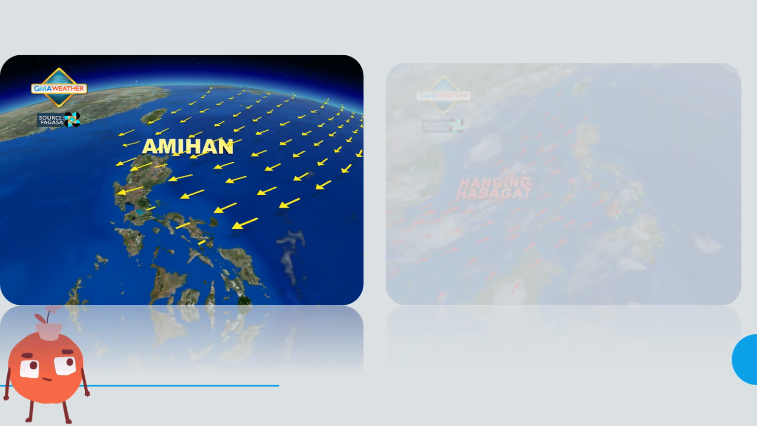In the Philippines, we also experience this monsoon effect throughout the year. And can you guess what these are called? The monsoon systems we have are called the Amihan and Habagat.